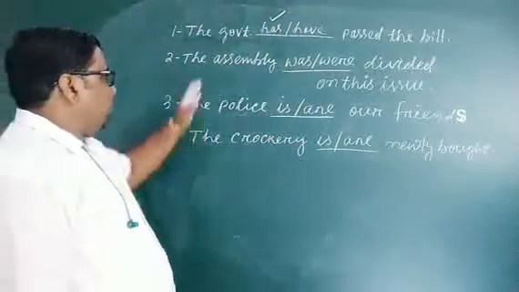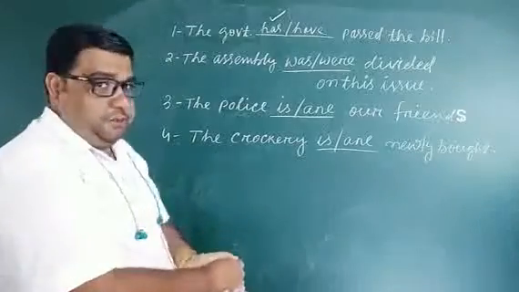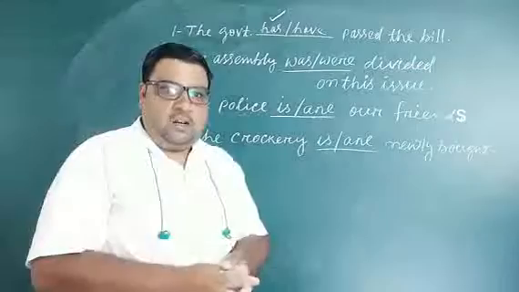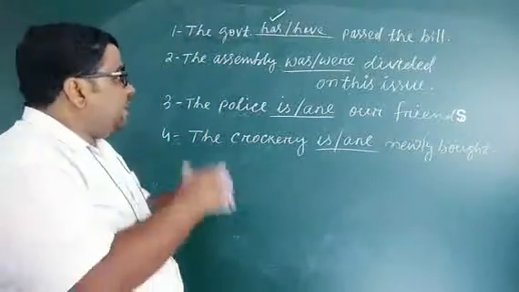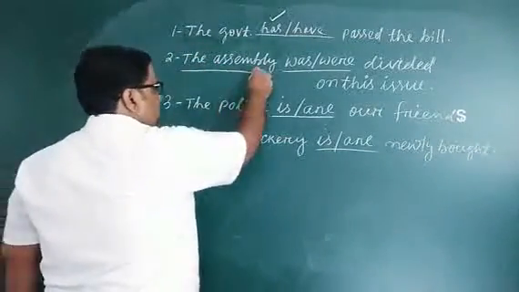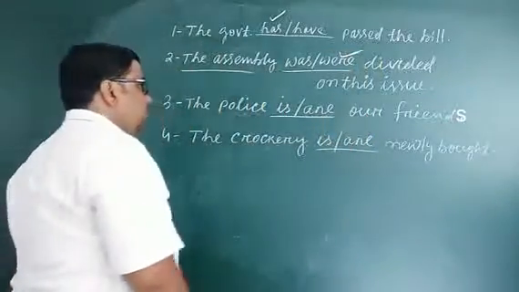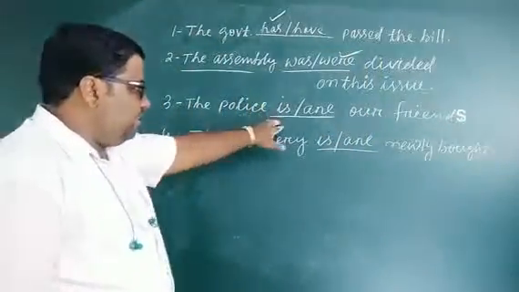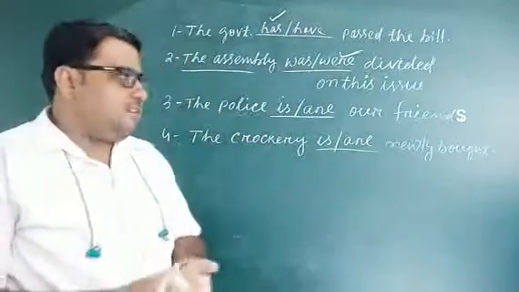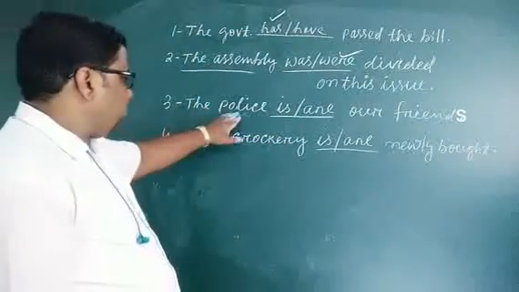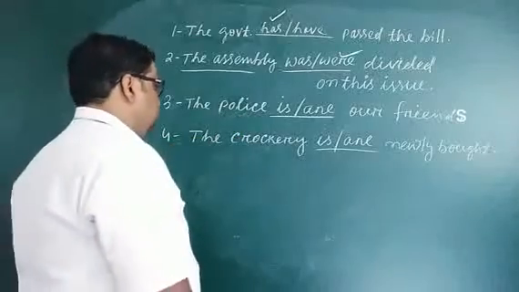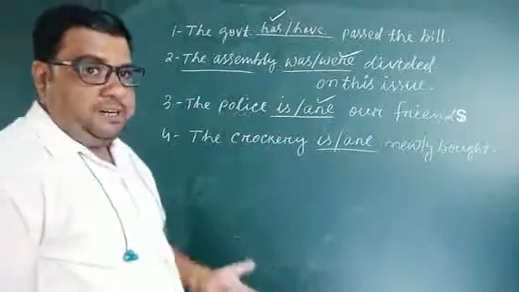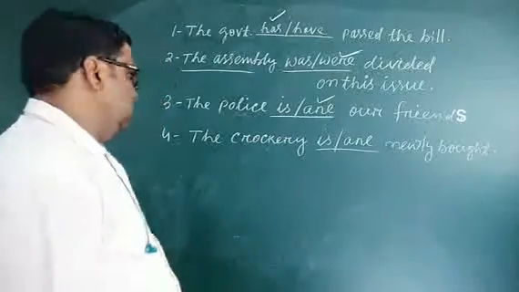In the second sentence, the assembly was or were divided on this issue. The members of the assembly here are not acting unanimously. They are divided. So it is plural. The verb should be were. In the third sentence, the police is or are our friend. We have discussed earlier that police should be plural. So police are our friend. Police, people, poultry. These are always plural.